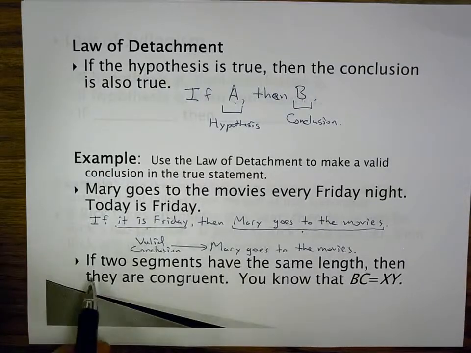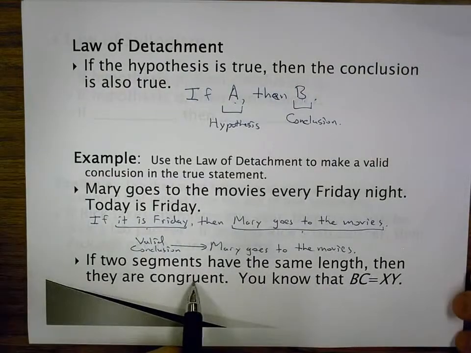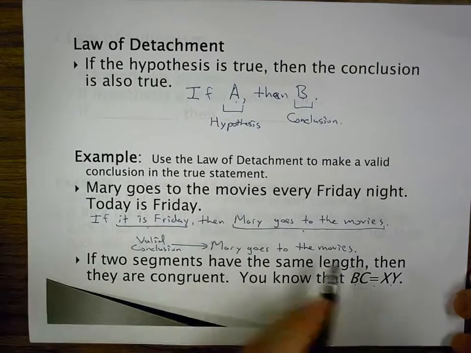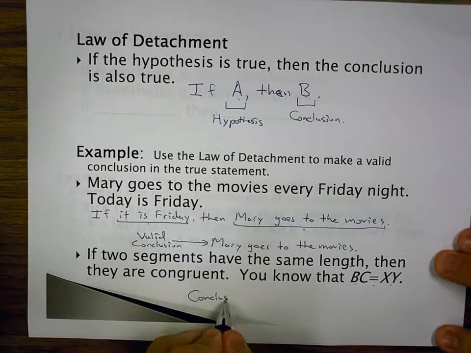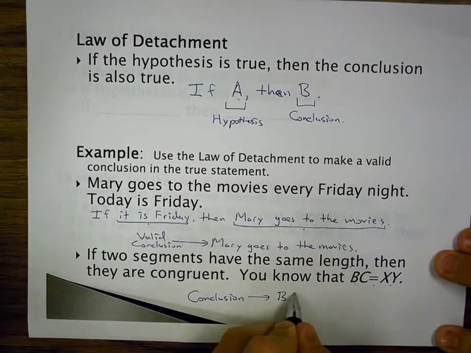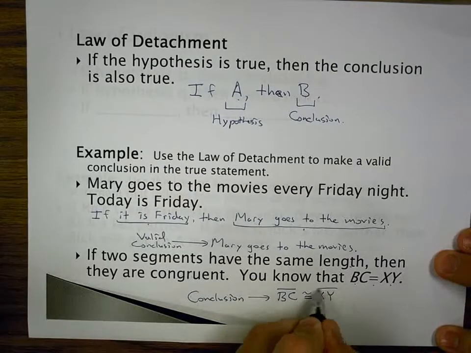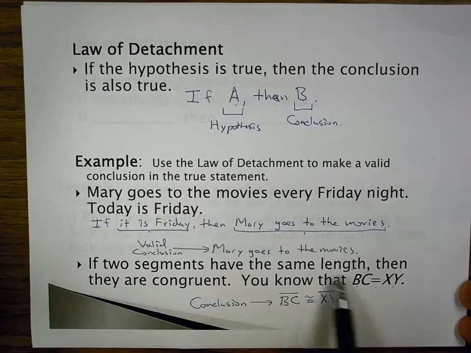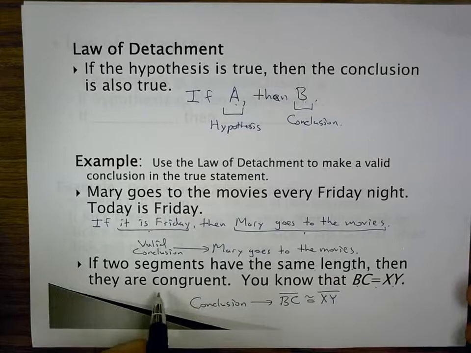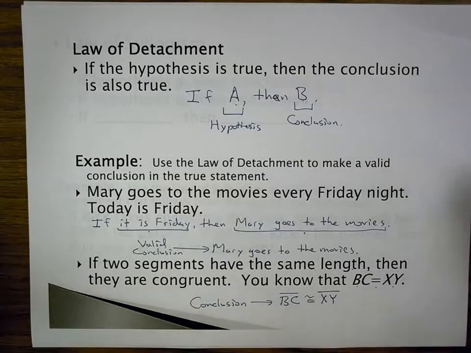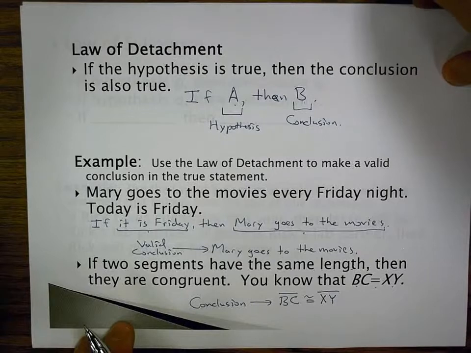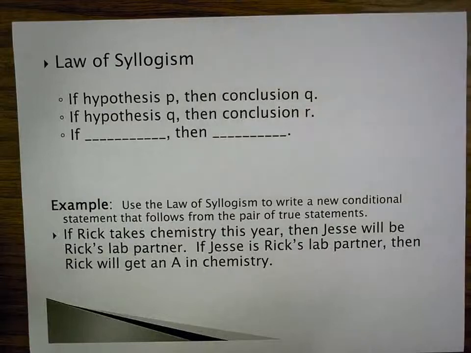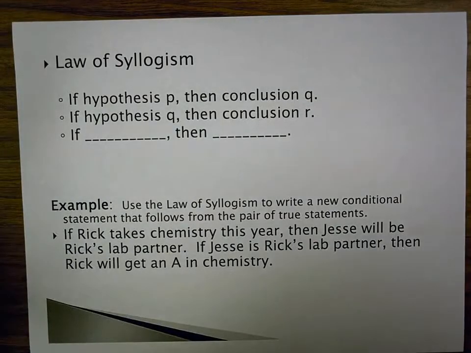If we look at it mathematically, if two segments have the same length, then they are congruent. We know that BC equals XY, or their lengths are equal. So they have the same length. Our conclusion would be that BC is congruent to XY. Now to look at the other direction, maybe we didn't know they were the same length. Maybe this has a little slash through it. Then we can't say they're congruent. So this law just sets it up so we can use the conditional statements in our problems.